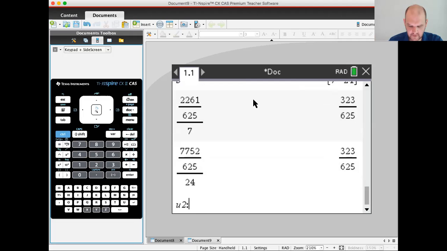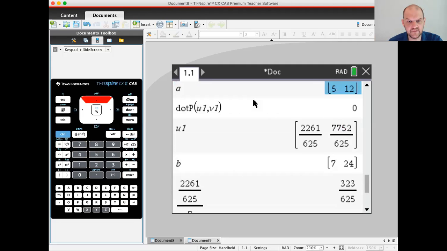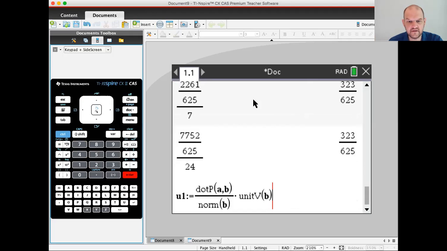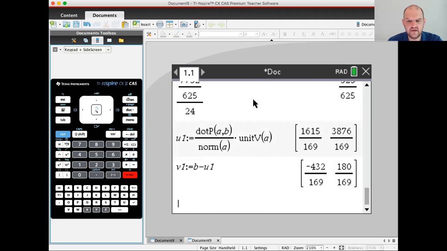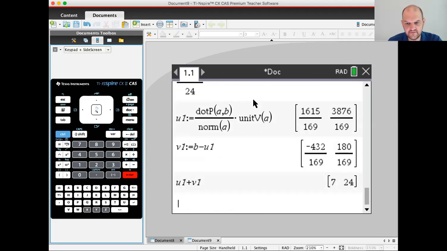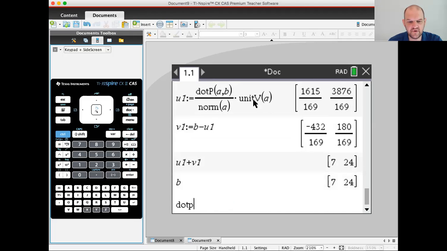So U2 should be the norm of U. It's really, really similar. Let me just grab what I did up here. Okay, so it's A dot B over the norm of A, and then we want to turn this into the unit vector of A. Oh, crud. Well, I wanted to call that U2, but it's fine. And then I'm going to call this V1 again, I guess. It should be B minus U1. Okay, so if I add them, I should get B, which I do. And if I take the dot product, I should get 0 because they're supposed to be orthogonal.